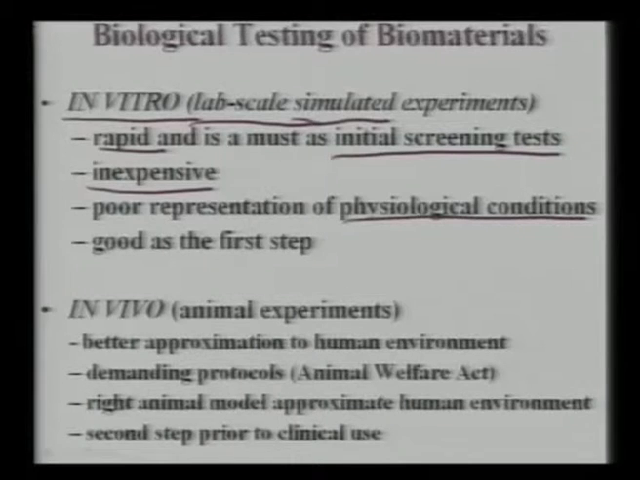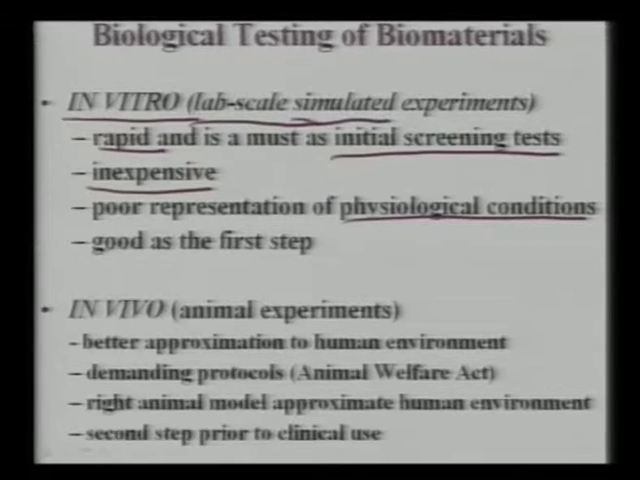Third point is that normally all human tissues are actually aggregates of different cell types, but in your cell culture or bacteria culture, you are always using only one cell line. You are not using multiple cell lines together during your cell culture or bacteria culture experiments, right? So all these things show you that it is a poor representation of the physiological conditions. However, it is always good as a first step.